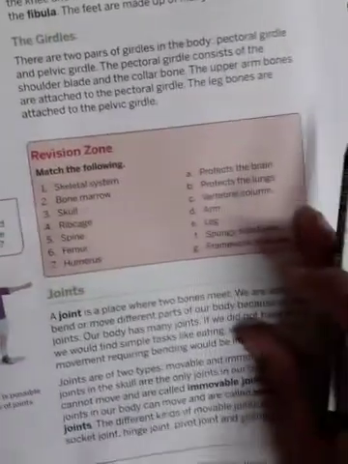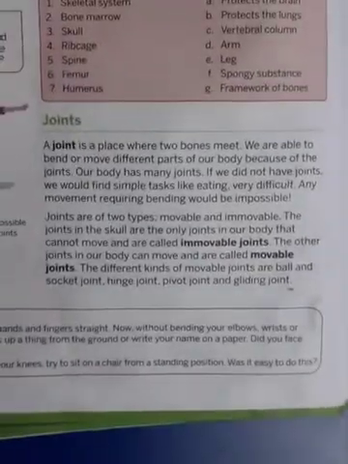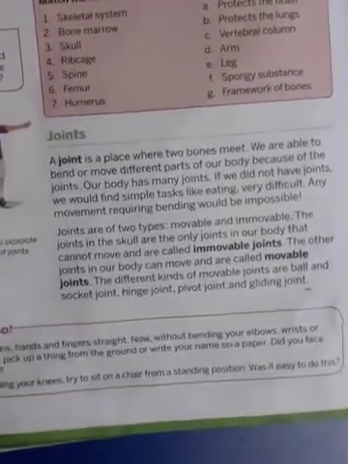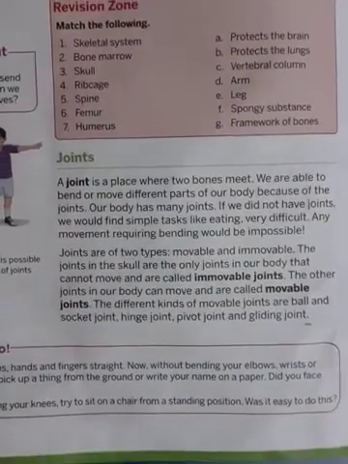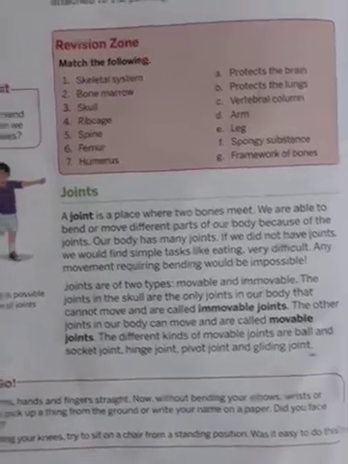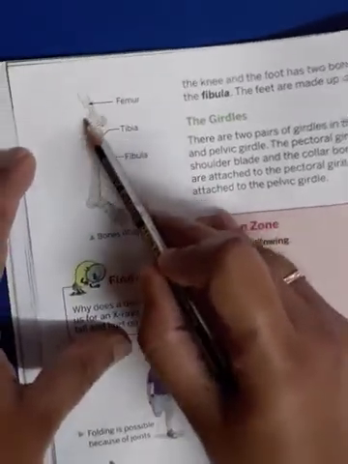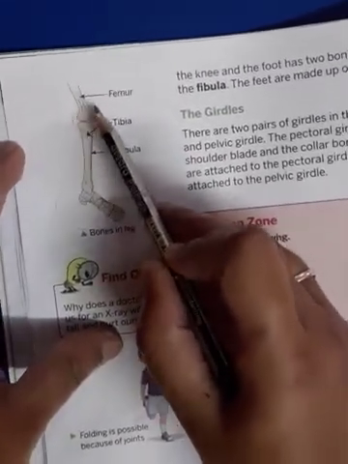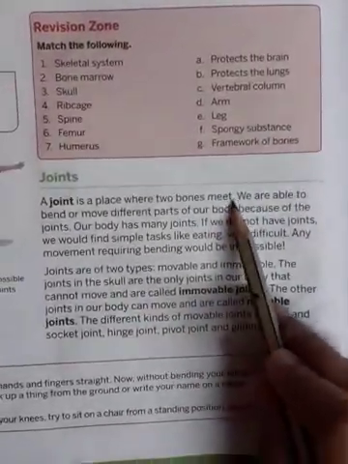Now joints. What is a joint? A joint is a place where two bones meet. So in this figure, this is a joint. This is a point where two bones are meeting. So this is a joint, it's a knee joint. So a joint is a place where two bones meet.